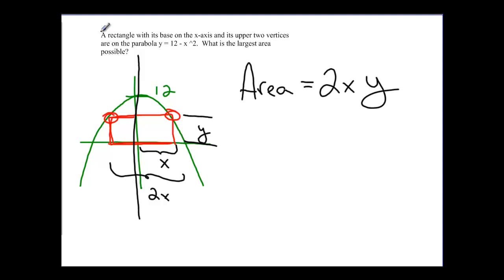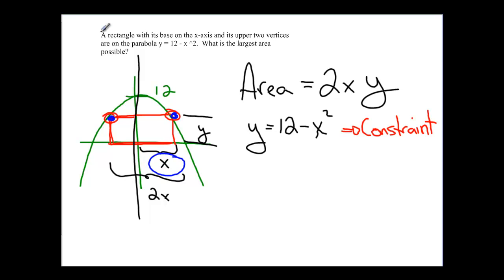Well, it turns out that the constraint shows up with these 2 points here. Right? We are restricted. As soon as I have chosen my x value, then I'm forced to have a particular y value. So there's a connection there. And that connection is simply the equation that we have right here, y equals 12 minus x squared. This is our constraint. This is the restriction on what the values of our function can be. So what we can do is combine these 2 equations to come up with a formula for the area that's expressed in only one variable.